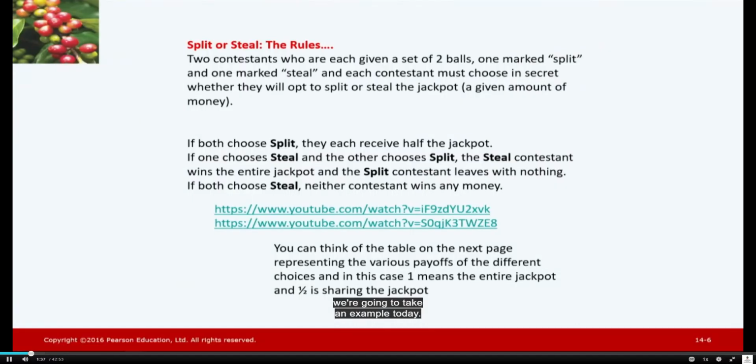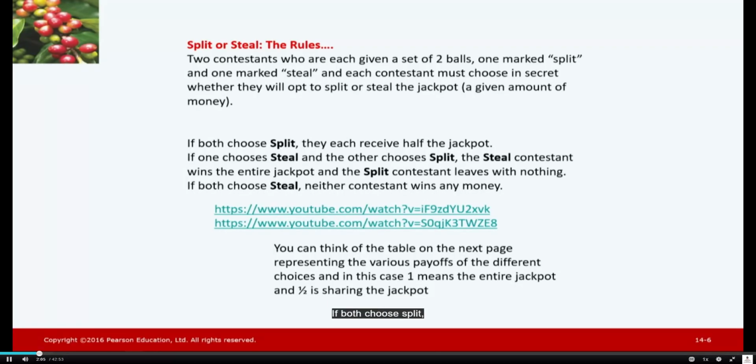We're going to take an example today. This is a fun example. We're going to assume we've got two contestants, and they've each been given a set of two balls. One says split, and the other's marked steal. They're going to look at these balls and decide which one to use. And it's going to make a difference as to what happens to a certain amount of jackpot money, whether they choose to split or steal.